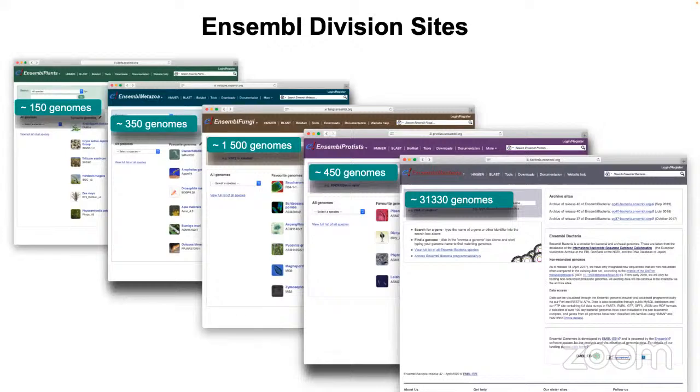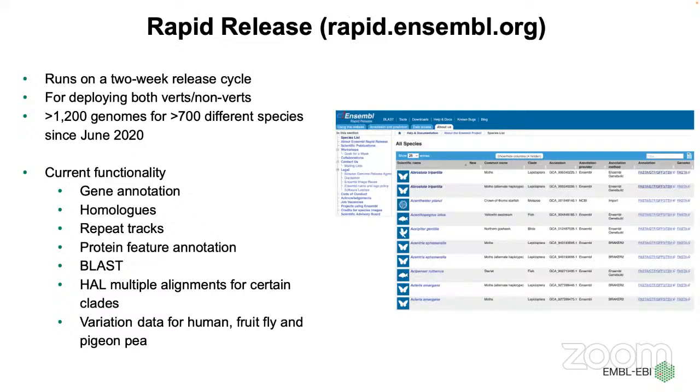So Ensembl is also divided into various division sites, which provide data for specific clades like Ensembl bacteria, protists, fungi, metazoa, and plants. And they have dedicated genomes for each of these clades. We do have a rapid release website as well, which runs on a 2-week release cycle, and it deploys annotation for both non-vertebrates and vertebrates. We have more than 1,200 genomes across more than 700 different species since June 2020.